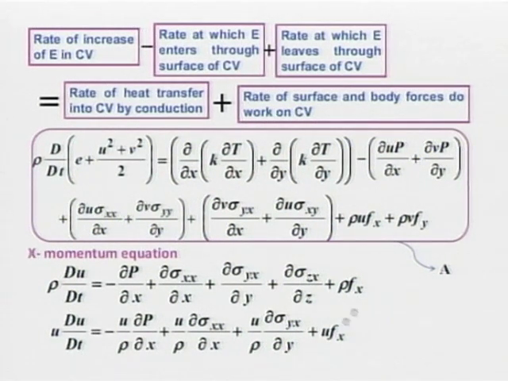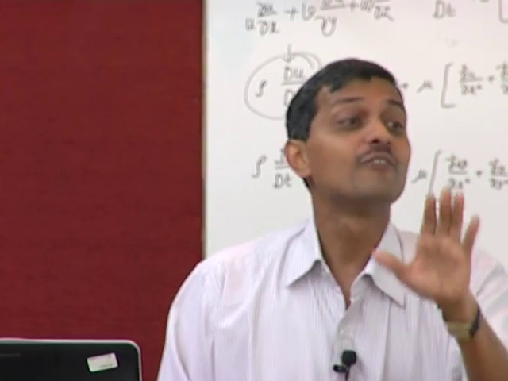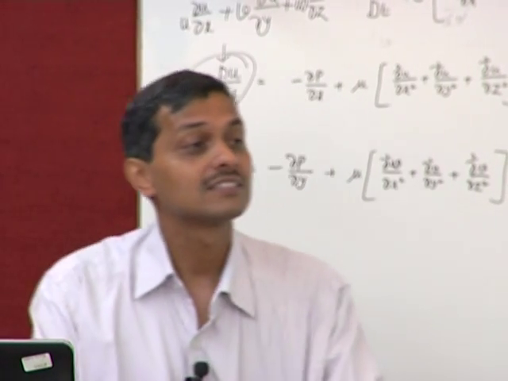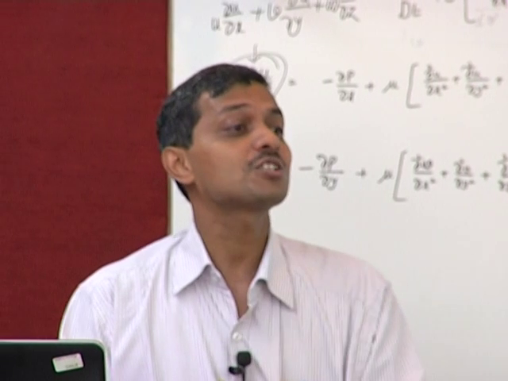Okay. So now we have to do some rearrangement. Why are we, again I come back to my favorite question, what are we doing and why are we doing it? We are trying to derive the energy equation. Why are we deriving the energy equation? To answer this, we derived the momentum equation and conservation of mass. Why did we derive this? To get the velocity distribution. Why do I need the velocity distribution?